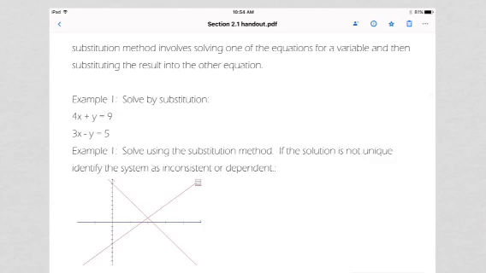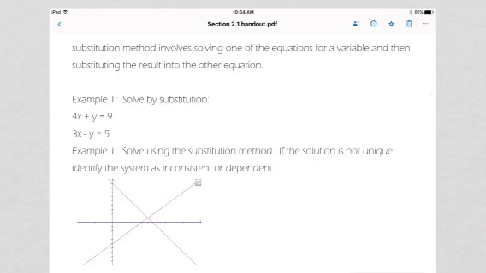and then substituting the result into the other equation. So here are two equations. 4x plus y is equal to 9. 3x minus y is equal to 5. We will solve this by using substitution, but I want to first begin by showing you the equation of these two lines graphed so we can identify, again, the interpretation and meaning of what a solution to a system is.